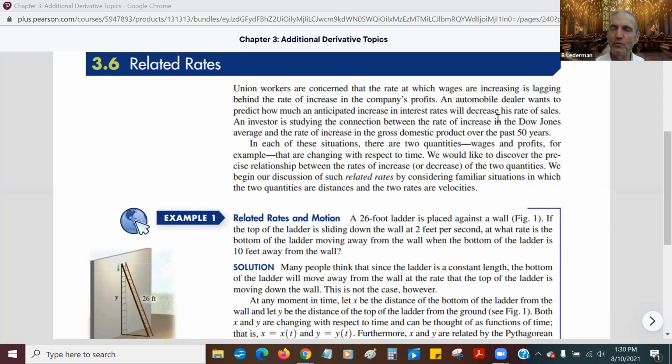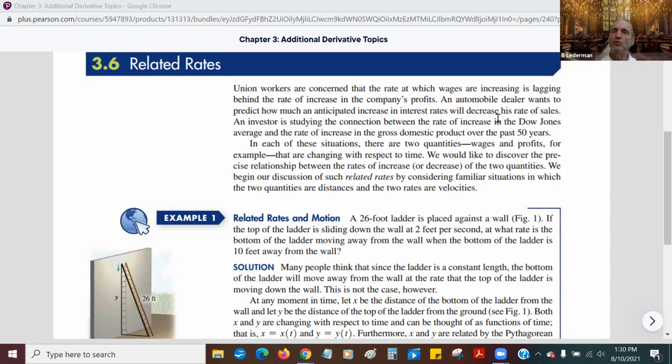This video, 3.6, related rates, is one of my favorite topics in calculus. But just like in the previous video, I mentioned that we couldn't teach implicit differentiation until we did chain rule, and similarly, I could not have taught related rates without implicit differentiation. Anyway, we're going to be using implicit differentiation to do these problems.